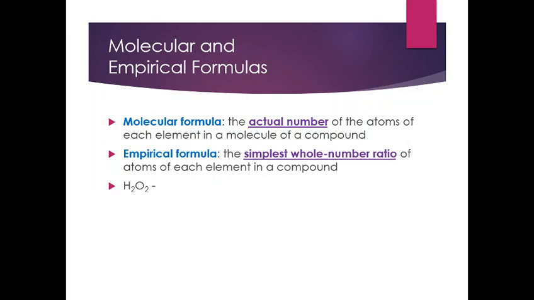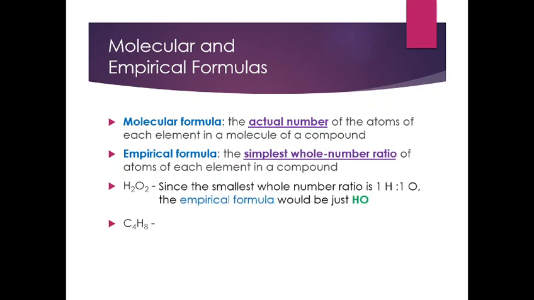So, H2O2, this is hydrogen peroxide. This is the molecular formula telling you that there are exactly 2 hydrogen atoms for every 2 oxygen atoms. But when we're in the lab doing these experiments, we can only determine the simplest whole number relationship between hydrogen and oxygen atoms, or the empirical formula. If 2 to 2, the simplest whole number ratio between those is 1 to 1, so your empirical formula would be just HO, with no subscripts there.